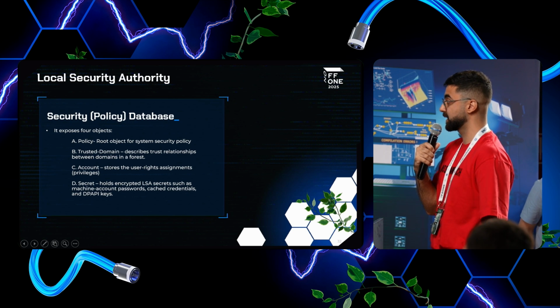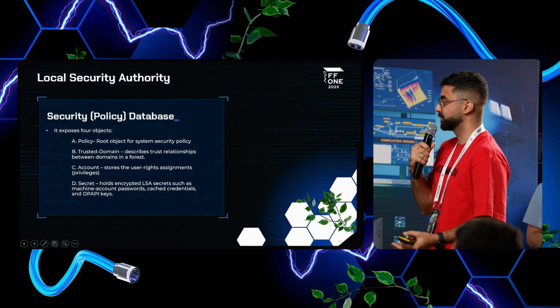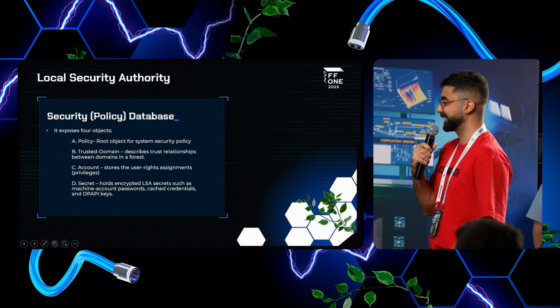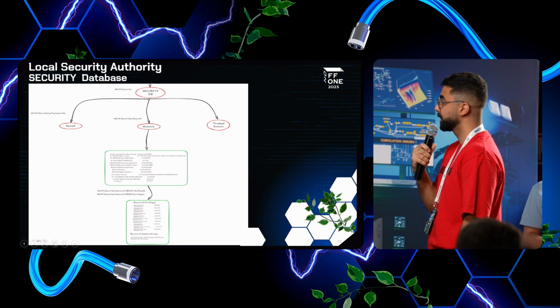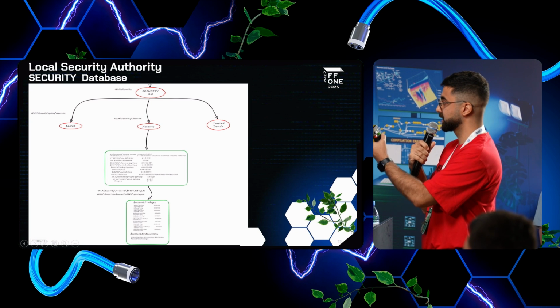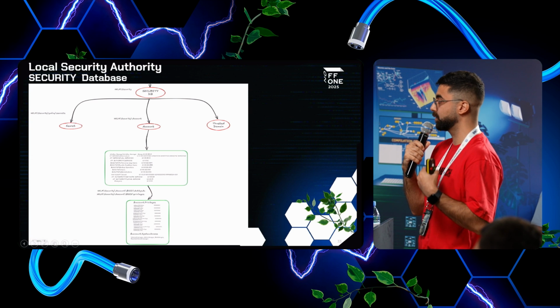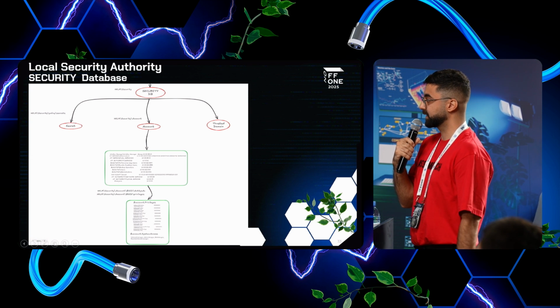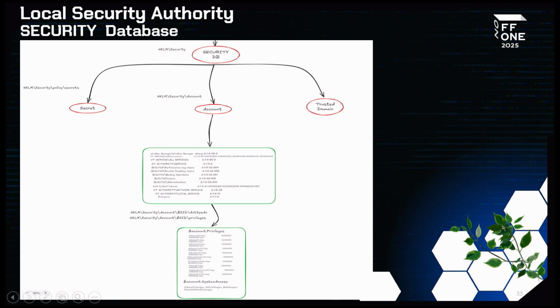And you have secrets, or the secret object, which represents the LSA secrets, for example, the machine account password, cached credentials for the domain, and DPAPI keys. Now this is a high-level view of the security database, which exposes 4 objects, and one interesting one is account. Inside account you will find all the accounts that have privileges, and usually it will be the groups, and inside each group you will find the privileges for these users.